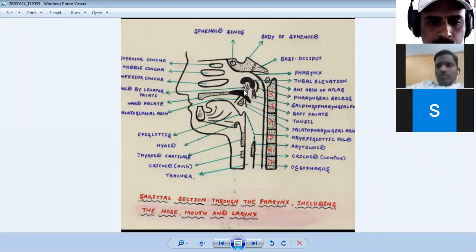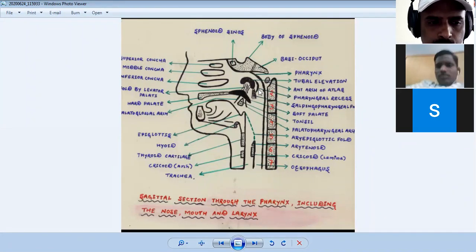So this is what you have to remember about the nasopharynx. There is another collection of lymphoid tissue present in the nasopharynx behind the tubal opening. This is the tubal opening, the auditory tube. Behind this there is one more collection, which we call the tubal tonsil. So we have two aggregations of lymphoid tissue.